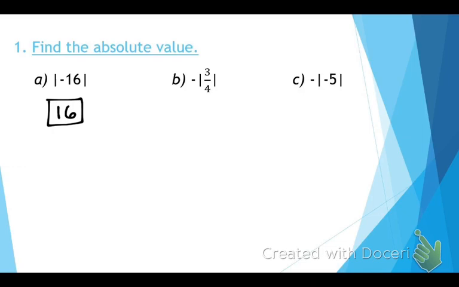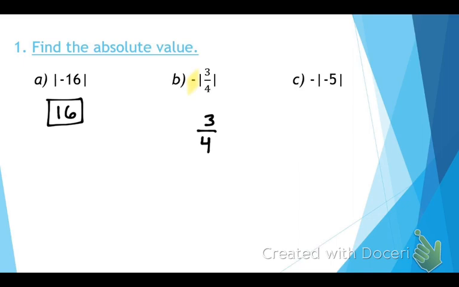This one's a little trickier. Who thinks they would know what this is? It's saying what is the negative absolute value of 3/4? What do you think, Hunter? 3/4. Okay, he says 3/4. Would you guys agree or disagree? Agree. Disagree. I heard a disagree. Why do you disagree? What do you think? Because the negative is outside the absolute value. Notice here, good observation. The negative is outside the absolute value.